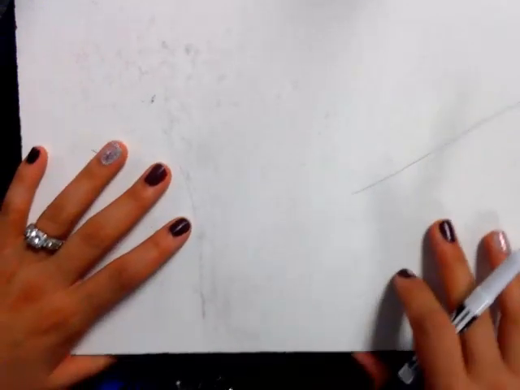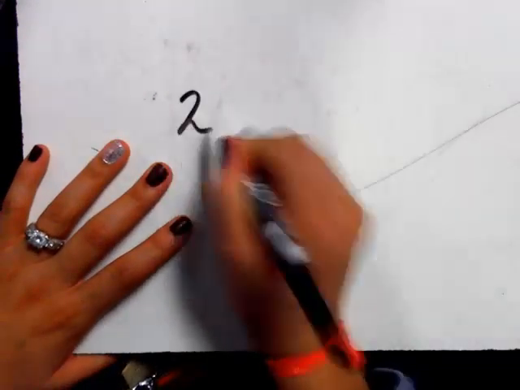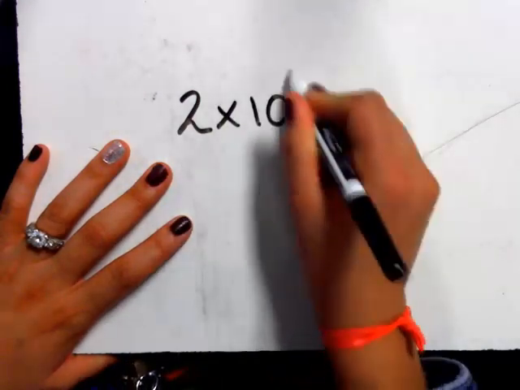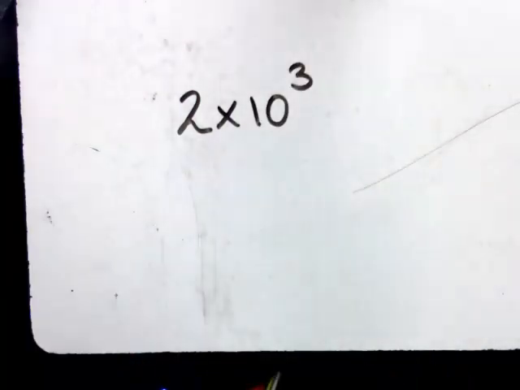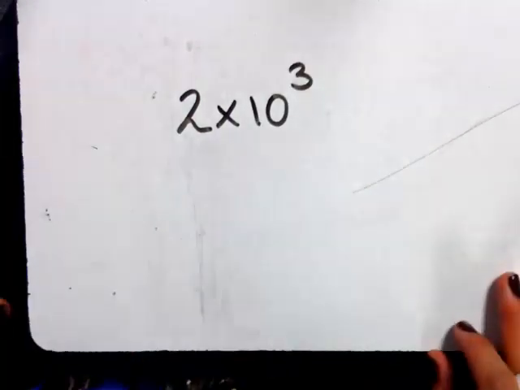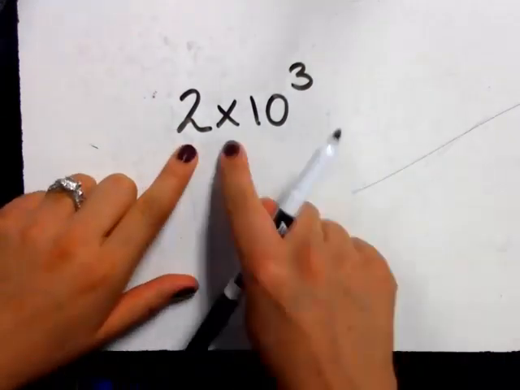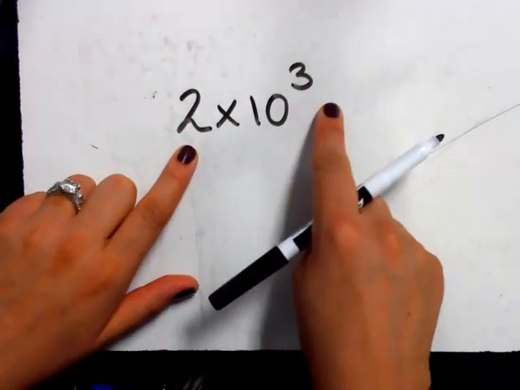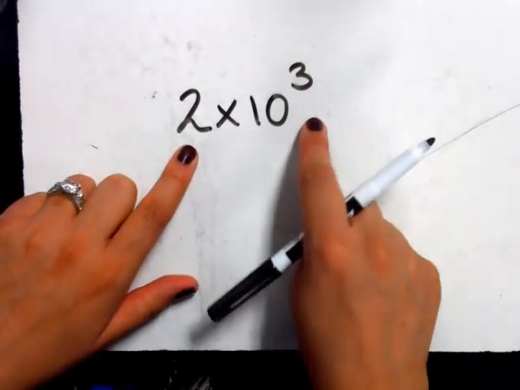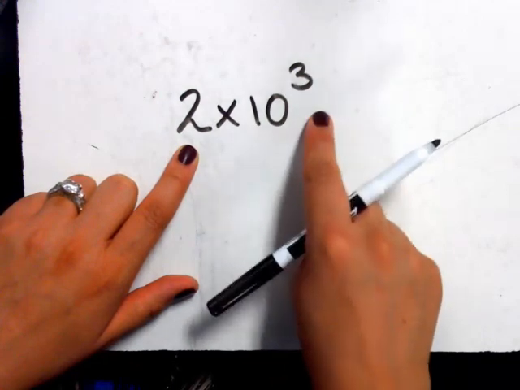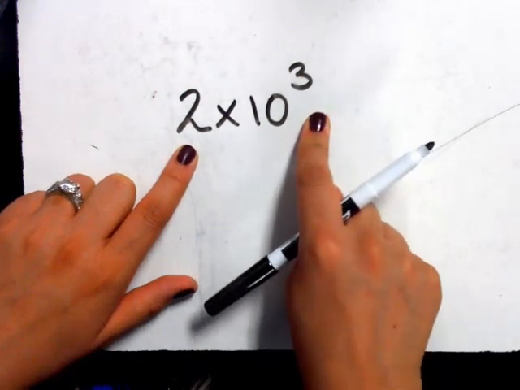So if you're given an expression like this, 2 times 10 to the third, I don't want you to panic. I want you to breathe and understand what the problem is telling you to do. So the problem is telling you to multiply 2 times whatever 10 to the third equals. So what you're going to have to do first is figure out how much 10 to the third really equals. And we already know how to do that because we've been practicing that for 3 days.